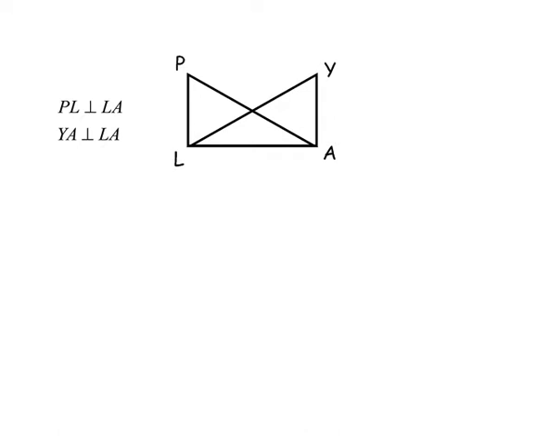Here we have two more overlapping triangles. You see this shape quite a bit. This comes up, and they tell us PL is perpendicular to LA. So we know that this is a right angle. What that tells us automatically is that we are looking at this triangle here because that's what that angle is a part of. Then we know that YA is perpendicular to LA. So YA perpendicular to LA, this is a right angle. So that tells us we're looking at this big triangle.